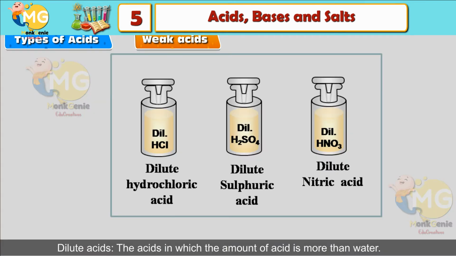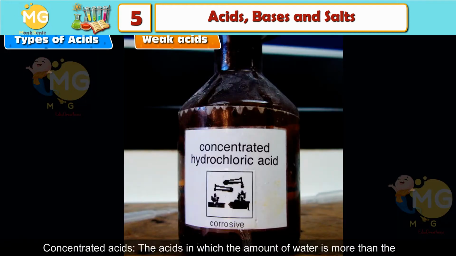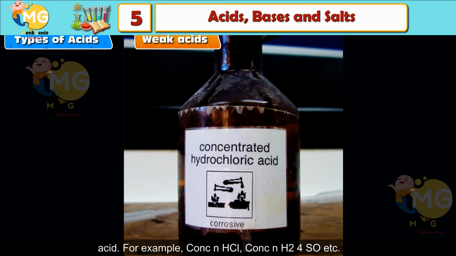Dilute acids. The acids in which the amount of acid is more than water. For example, diluted HCl, diluted H2SO4, etc. Concentrated acids. The acids in which the amount of water is more than the acid. For example, concentrated HCl, concentrated H2SO4, etc.